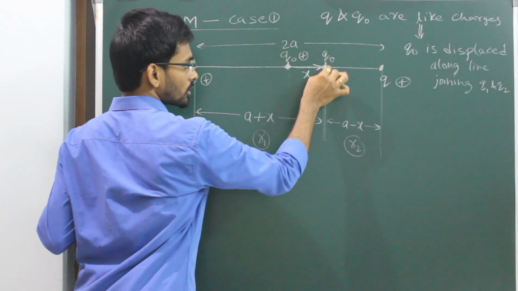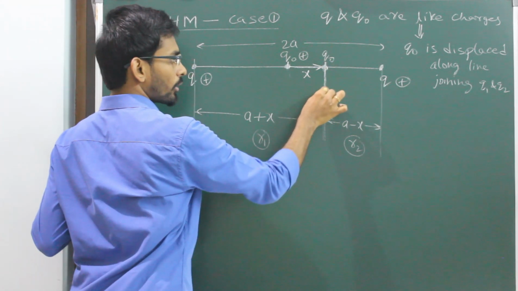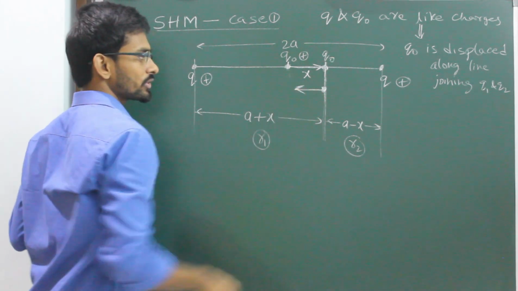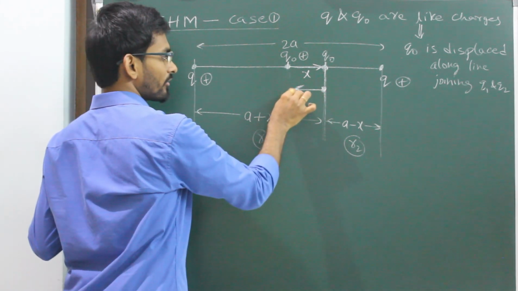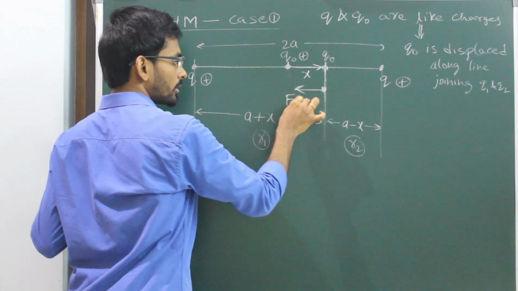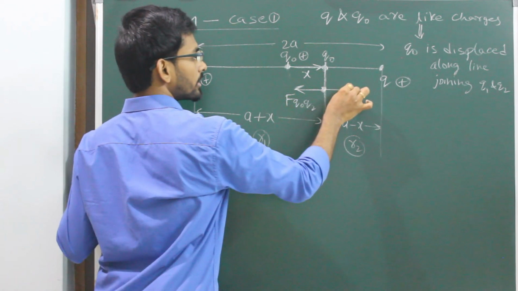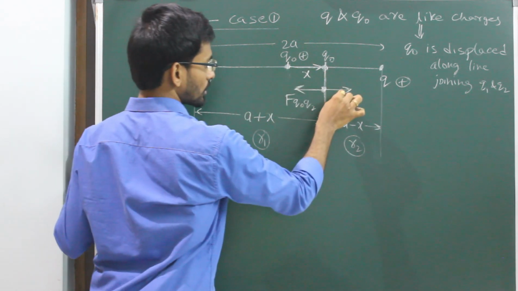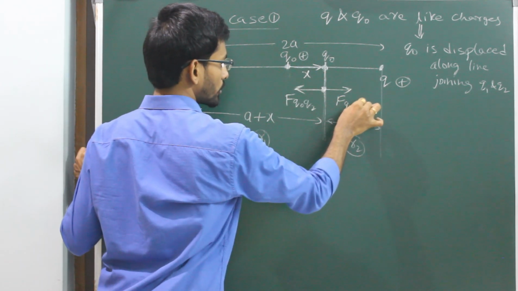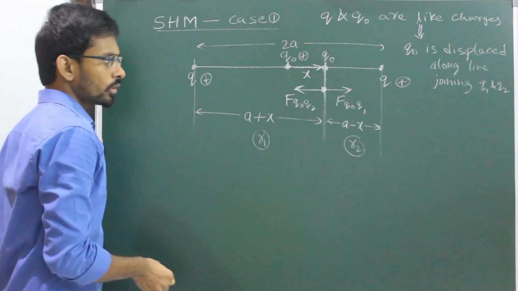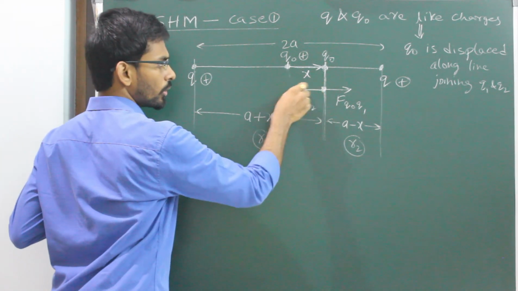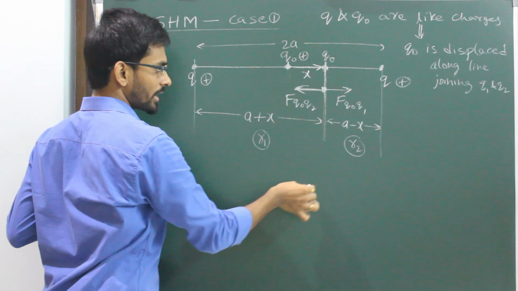Okay guys, now on this particle the force will be, these two are like charges, so there will be a repulsive force. So I am taking the free body diagram here. There will be a repulsive force in this direction, F on Q naught due to Q2. And in this direction, due to Q1, repulsive force F on Q naught due to Q1. And we know this distance is less, so this force will be more.